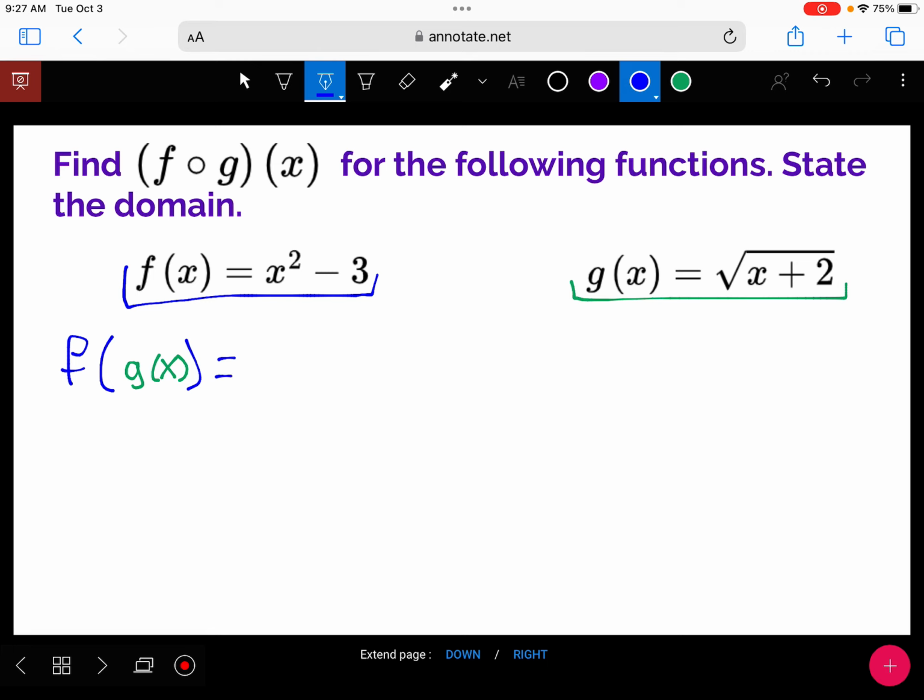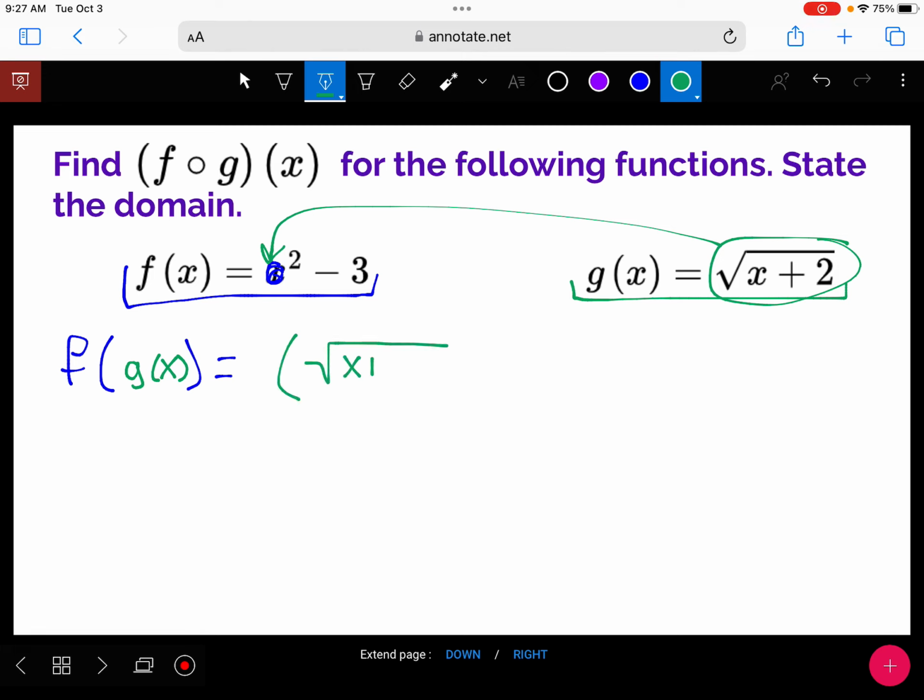So in place of the x in the f of x, we are substituting in, it's very much like substitution, our g of x. So we're going to have our square root of x plus 2, squared, minus 3. I'll erase that blue squiggle right there. We're going to put this in place of the x here. It's substitution, just using a function rule.